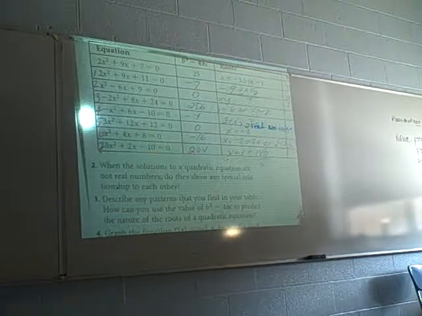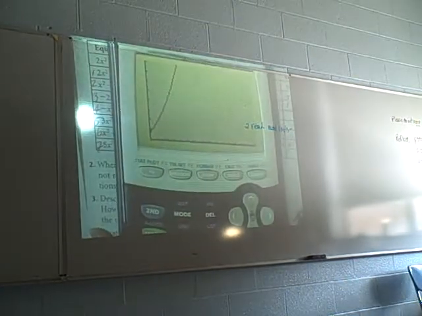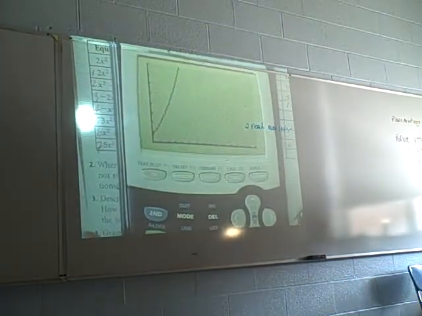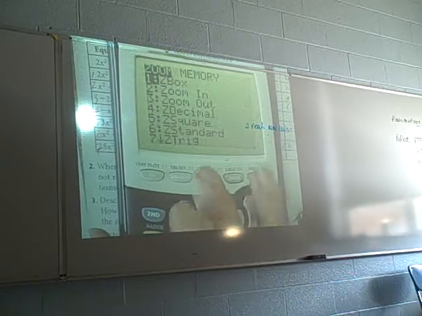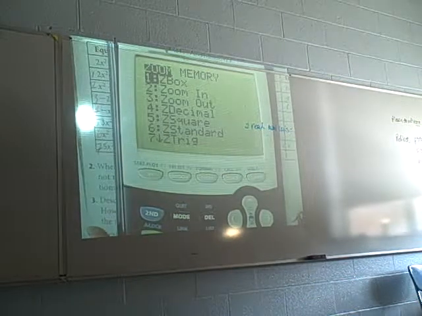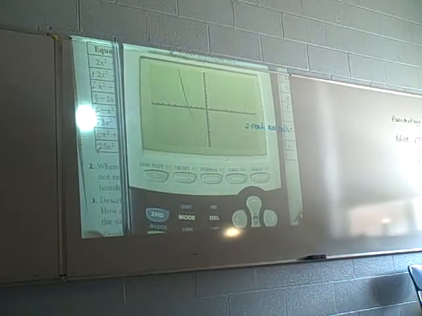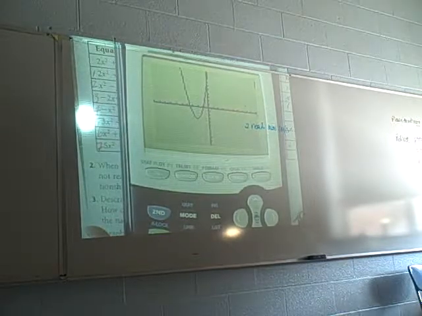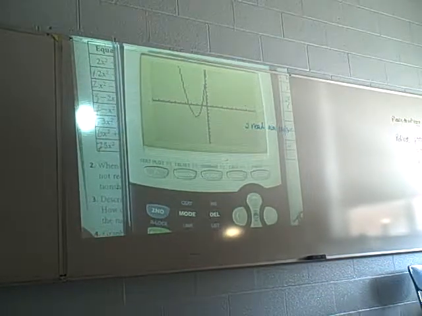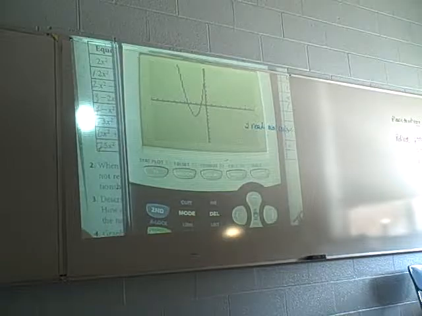And mine looks like this. So what do I need to do to my window? Okay, so I'm going to go to Zoom 6. And do we have 2 real roots? Yeah, we do. Okay, everybody have that?